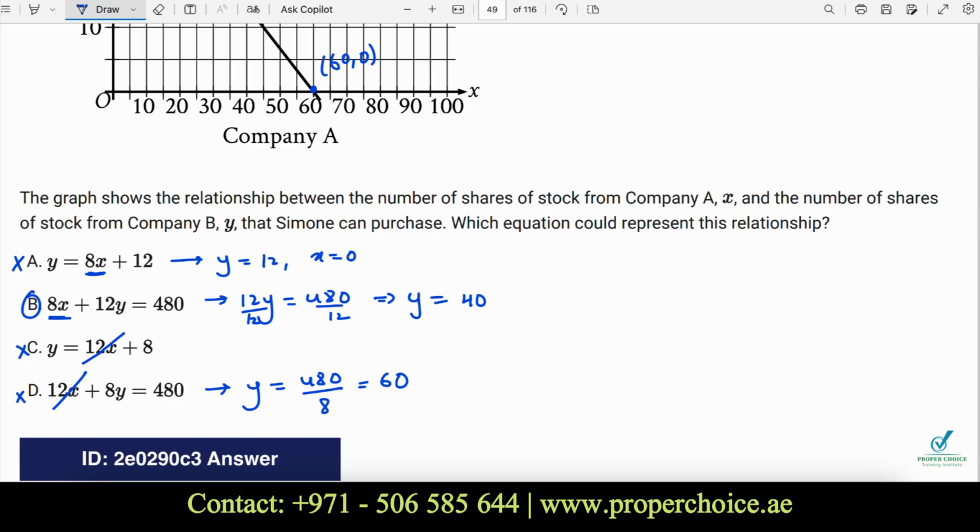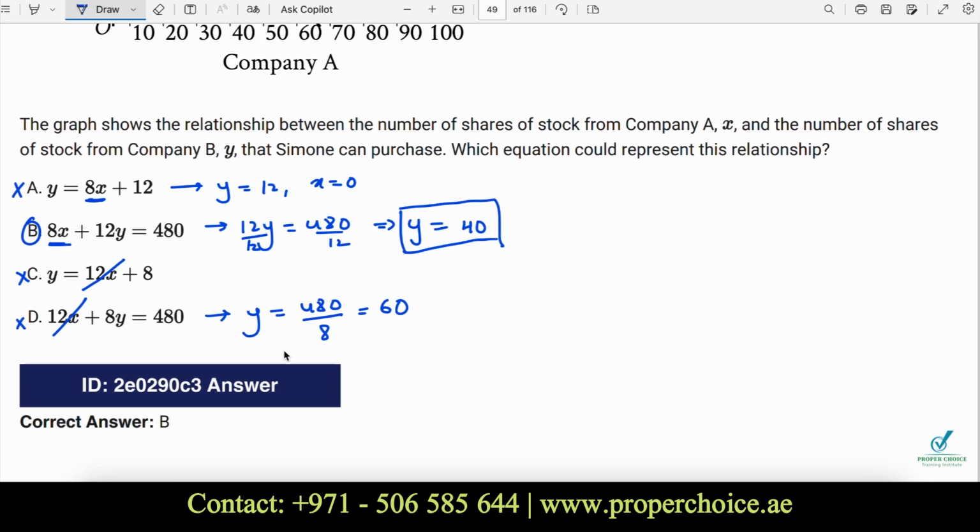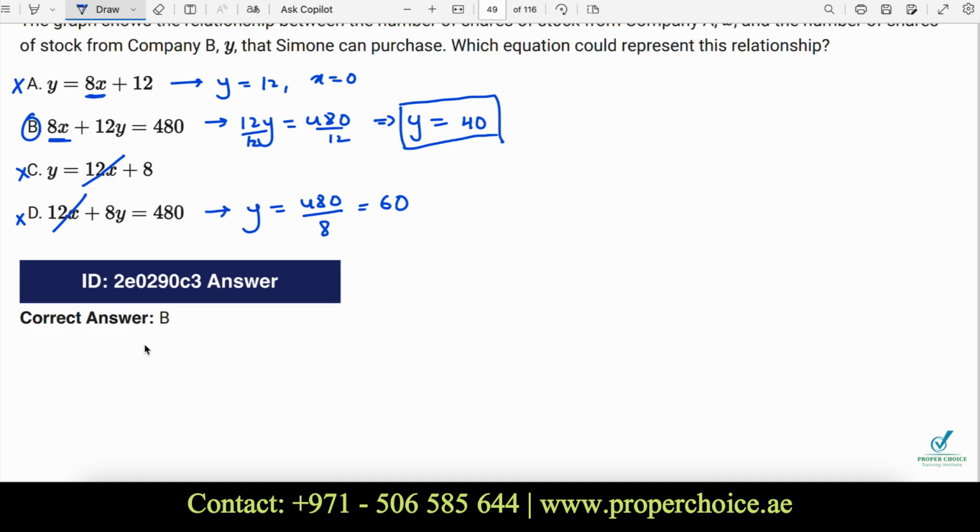No need of checking for x, as long as one variable is satisfied. If there are some cases where two options give me the same value of y, then only you have to go for checking x, otherwise no need. So I can go with B as the right answer to this question.